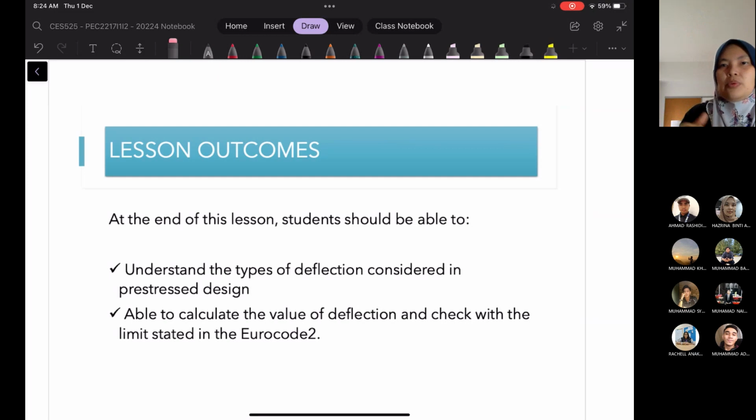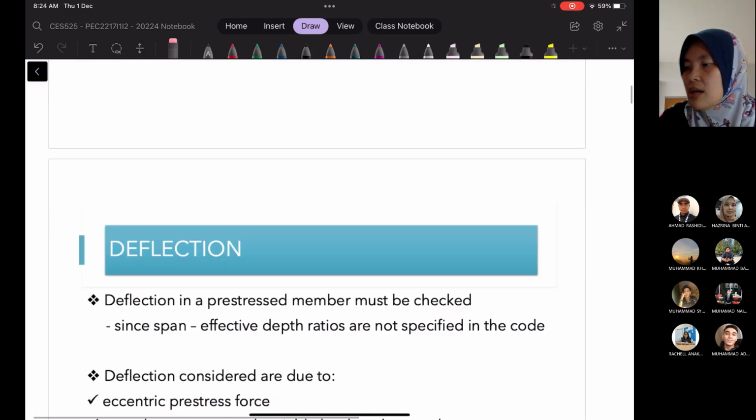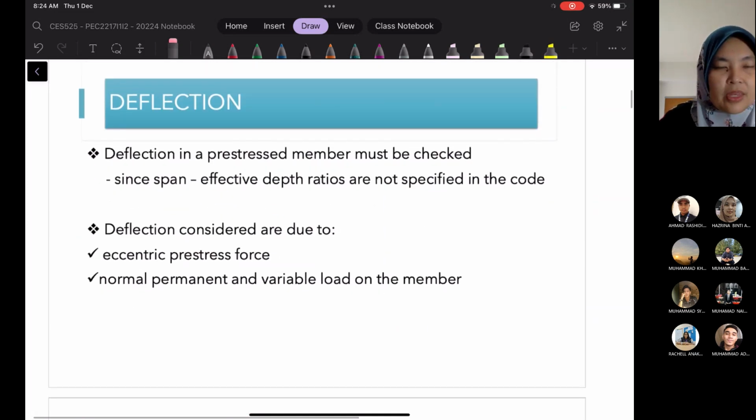So we have certain values. It is similar to RC design, where we have the deflection control. Similarly for the pre-stress concrete design, we also have the limit that we have to check with. Only the method will be slightly different.